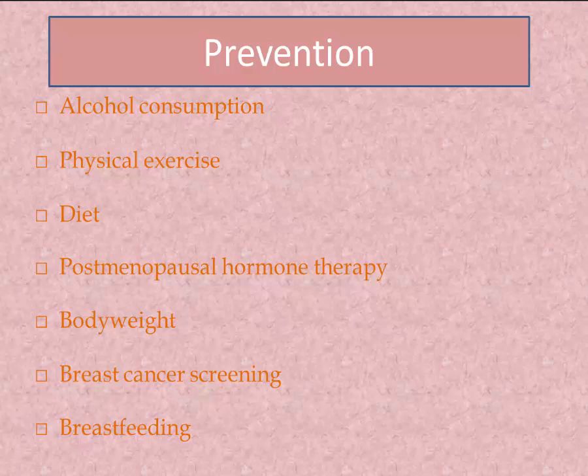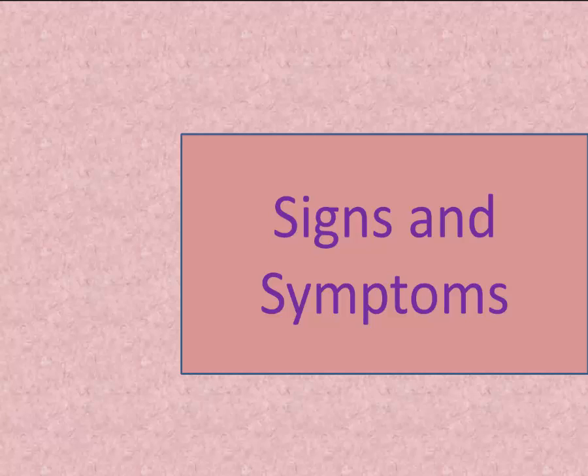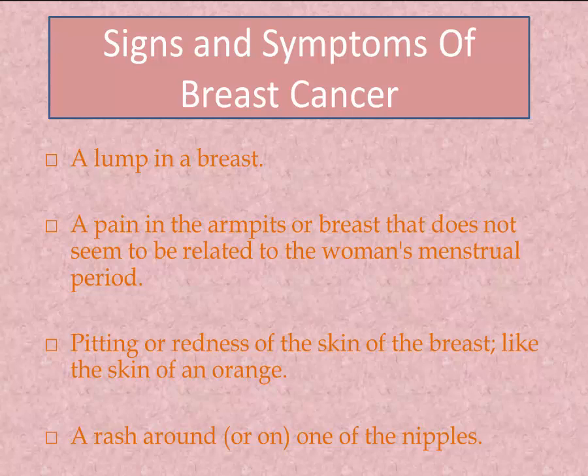Prevention: alcohol consumption, physical exercise, diet, postmenopausal hormone therapy, body weight, breast cancer screening, breastfeeding. Signs and symptoms. A lump in the breast. A pain in the armpits or breast that does not seem to be related to the woman's menstrual period.